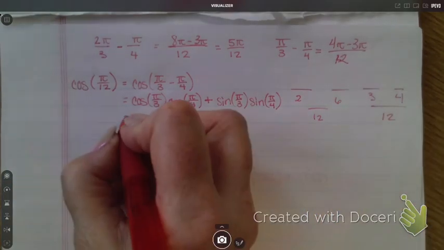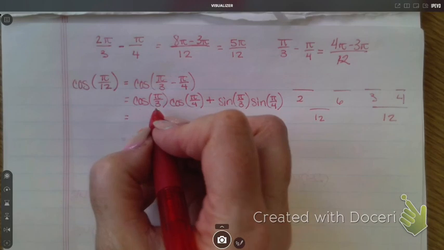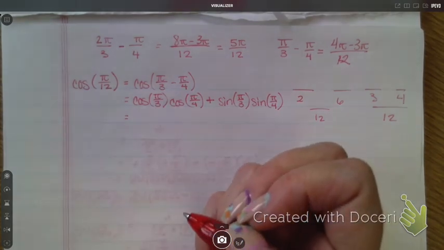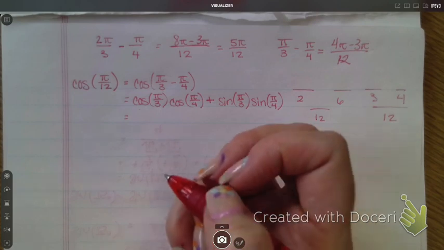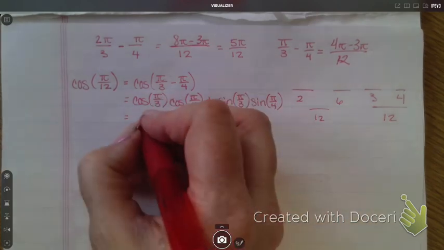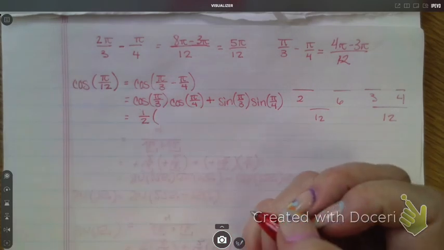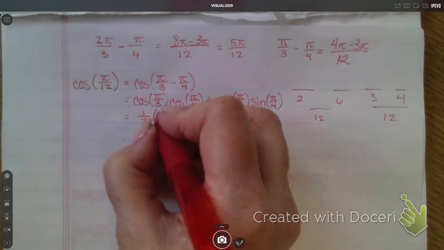Okay, so I need the cosine of pi over 3. Pi over 3 is 60 degrees. So that would be 1/2. Okay. And then I need the cosine of pi over 4. Square root of 2 over 2.